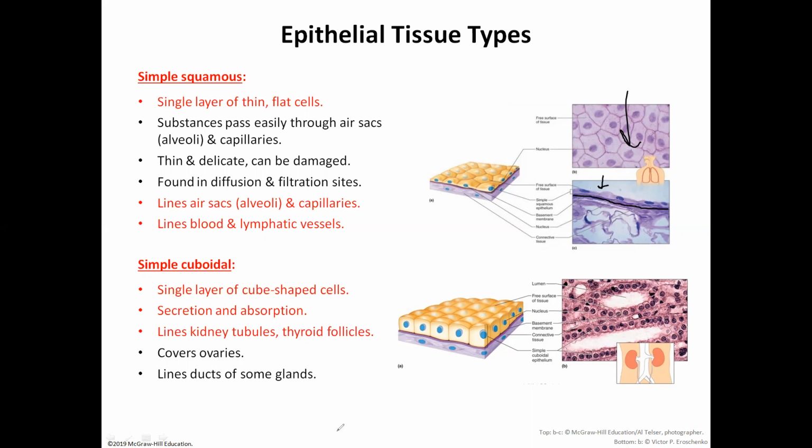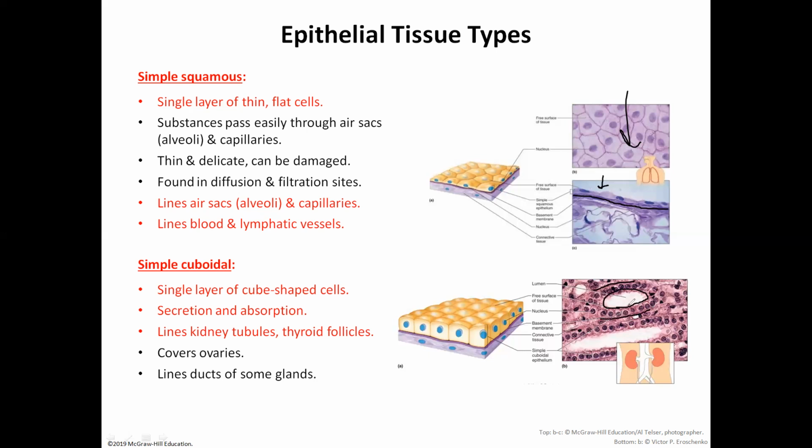Next, we have simple cuboidal. Simple tells you that it's 1 layer. Cuboidal tells you that it's cube shaped. When you look at these, you see this 1 layer, and you'll see the nuclei are pretty much in the middle. Here, it's going to look a little bit different. This is the free surface, and again, we can see that basement membrane out here.